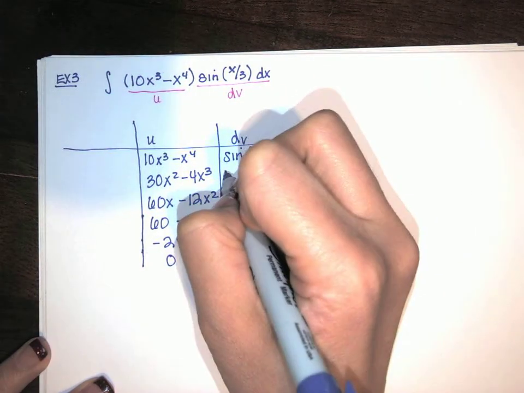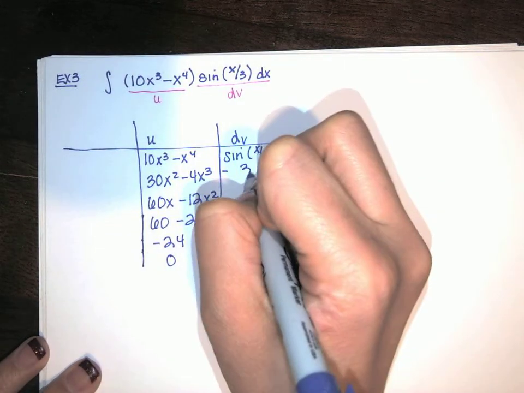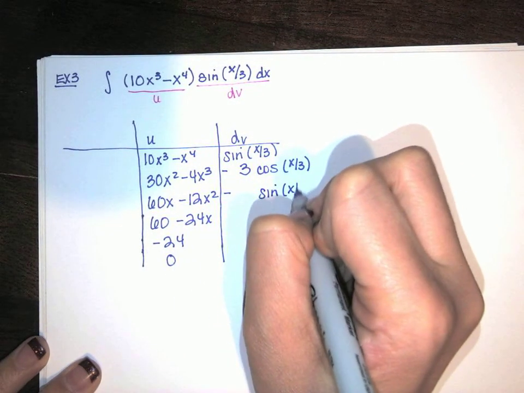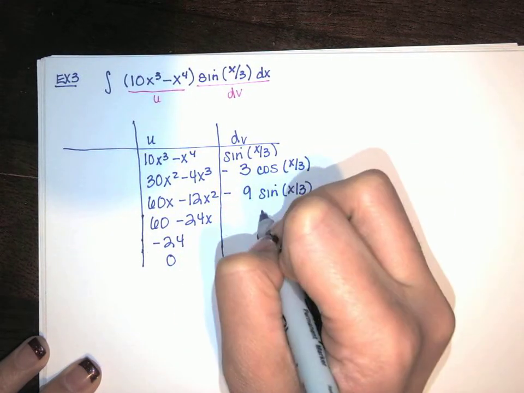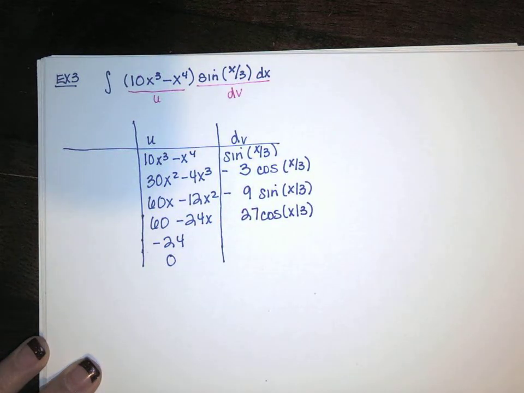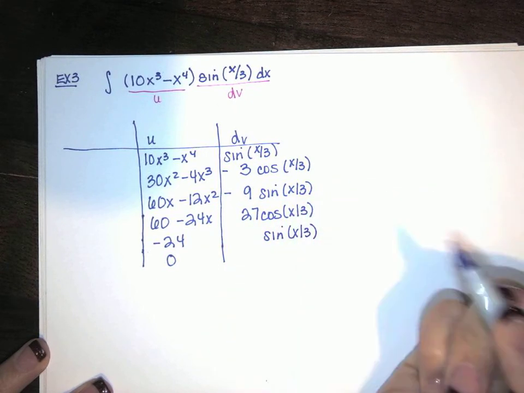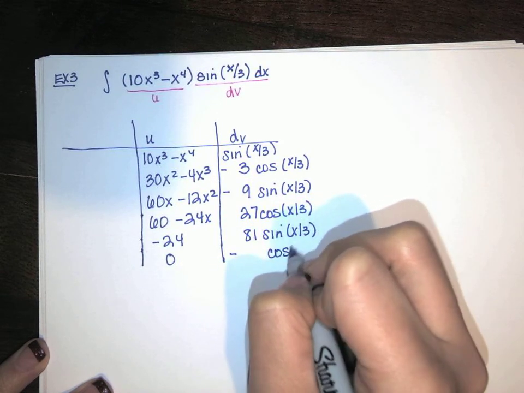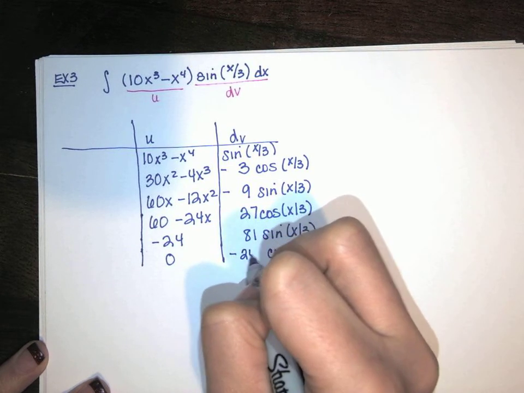Antiderivative of sine is negative cosine. We're dividing by 1/3, so that's multiplying by 3. Antiderivative of negative cosine is negative sine. Multiply by 3 again. Antiderivative of negative sine is cosine. Antiderivative of cosine is sine. Antiderivative of sine is negative cosine. And 3 times 81, that's 243.